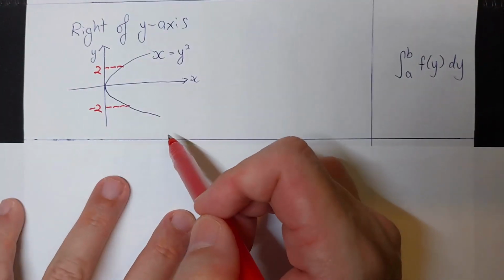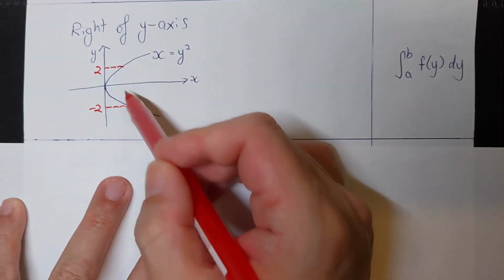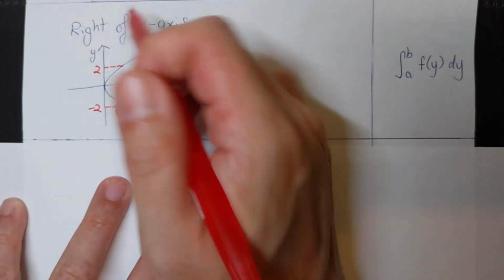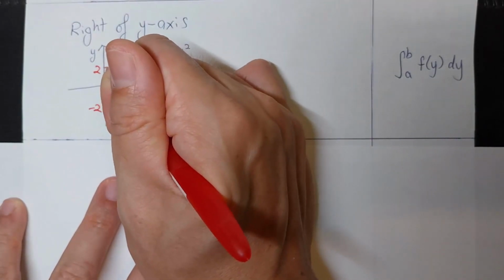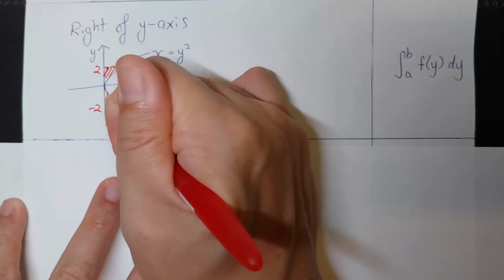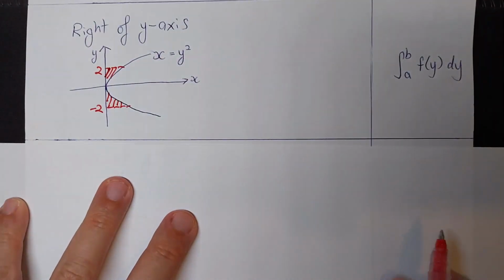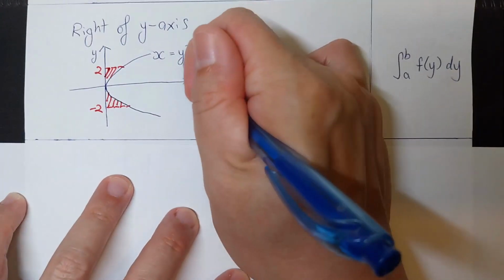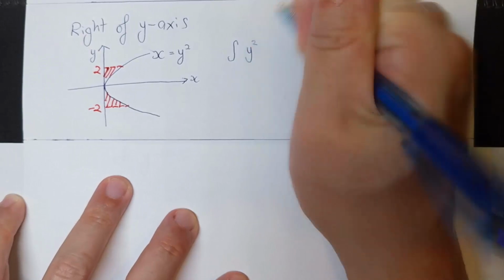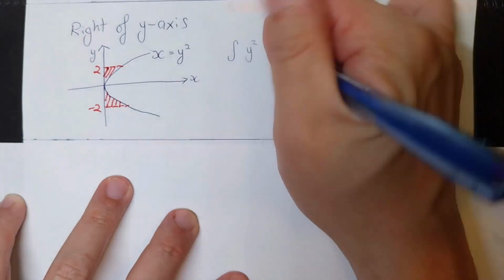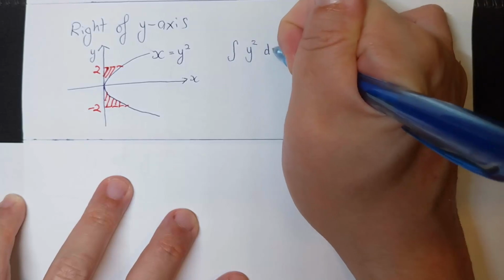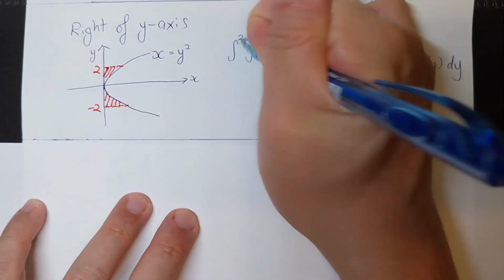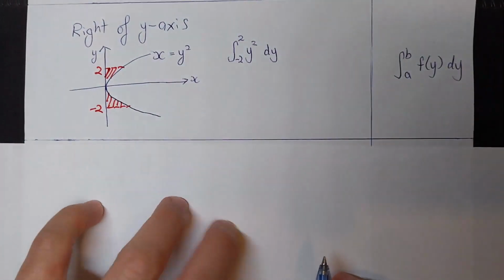What happens if we are finding the area bounded by the curve and the y-axis, and the area is on the right side of the y-axis? So this will be the area here. So let's take a look. I will integrate this function here, y squared. Now notice the x is the subject now. And we will integrate y squared with respect to dy from 2 to negative 2.